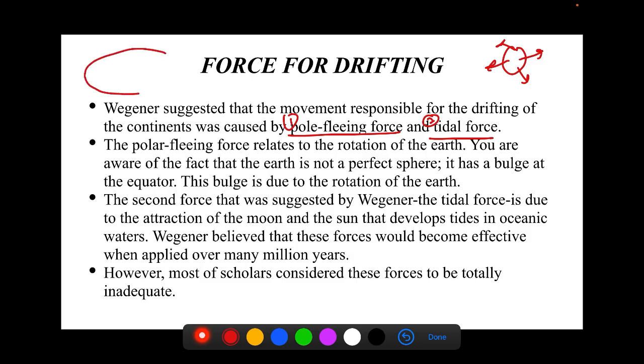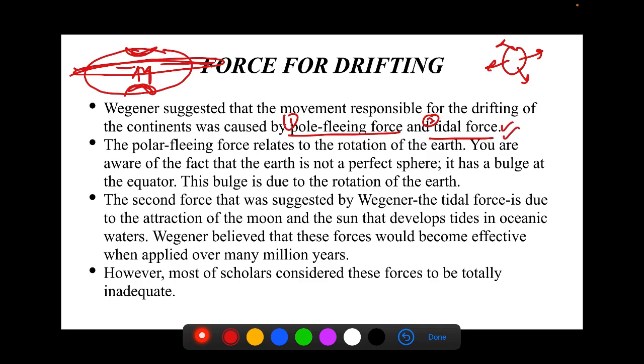Now, this is Earth. These are poles. If people flee from the poles, where will they come to? They will come to the equator. And you can also see that all the continents are attracted towards the equator or are present near the equator. They are not very close to the poles.